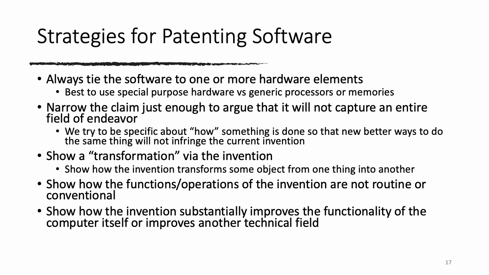So one of the other things you want to show is some type of a transformation in the invention. So you're transforming data in some way or something like that. You want to show how the functional operations are not routine or conventional, particularly how it's something that a person couldn't do. And you want to show how the invention substantially improves the functionality of a computer itself or improves some other technical field. So these are the sorts of things that we look for when you're patenting software to get around a 101 objection.